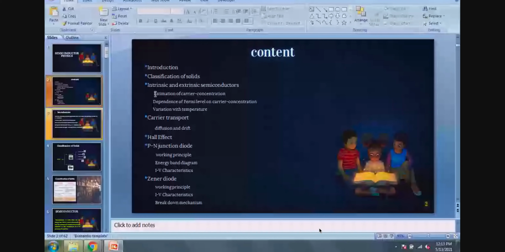To find the concentration, first we choose the intrinsic semiconductor. In an intrinsic semiconductor, we can say the number of holes present in the valence band is equal to the number of electrons present in the conduction band. That we have already proved, isn't it? Now let us prove that using some mathematical expressions.